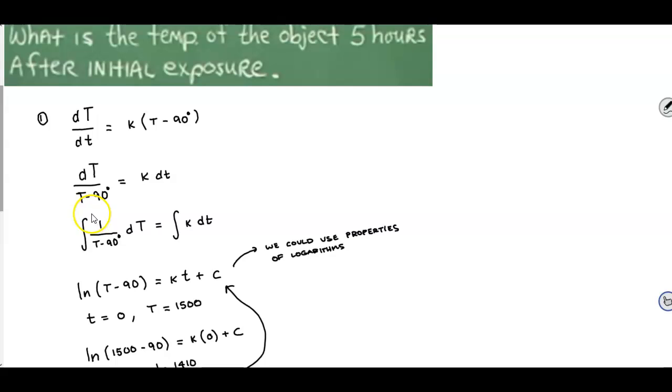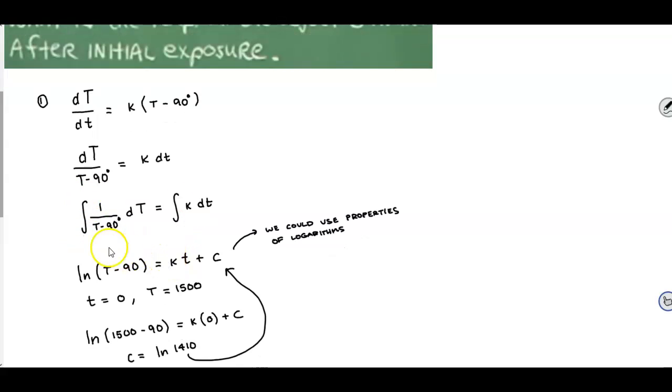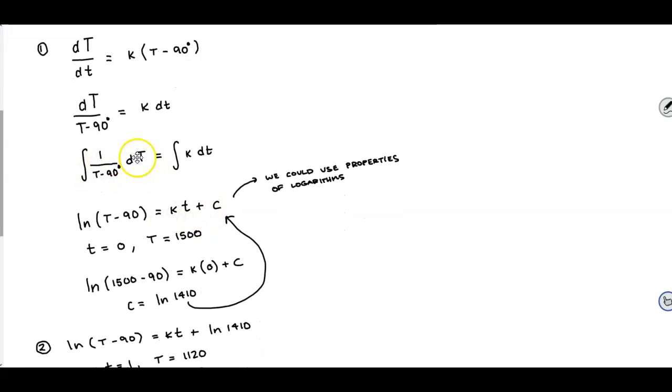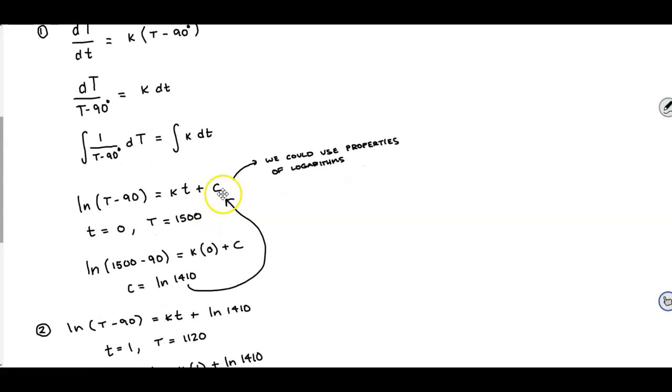So over here, if we take the integral of both sides, we would have the integral of 1 over T minus 90 dT, and that's equal to the integral of k dt. So now, if we take the antiderivative, we have the natural log of T minus 90, which is equal to k times t plus c. Now, in previous examples, we can use the properties of logarithms. So we can do that.